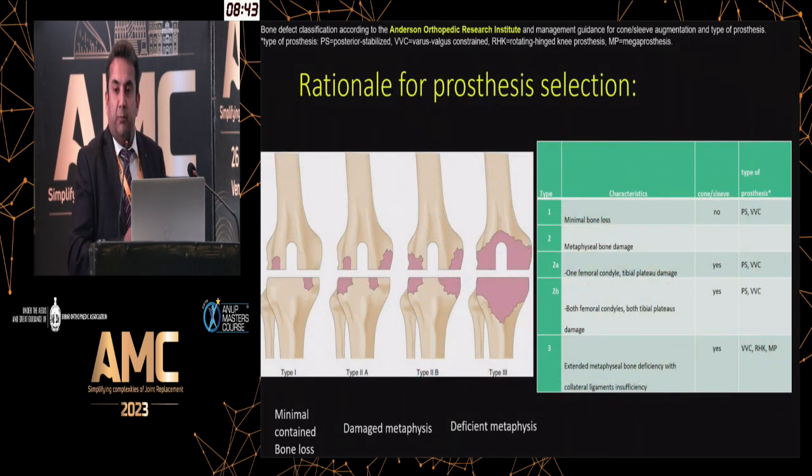The rationale for prosthesis selection is of utmost importance. Once you've removed the implant, you must assess the bone loss according to the AORI classification, and then you will see whether it's type 1, type 2A, 2B with damaged metaphyses, or a deficient metaphysis, as you may see in advanced cases, where you might have to use an RHK kind or a tumor prosthesis kind of implant.